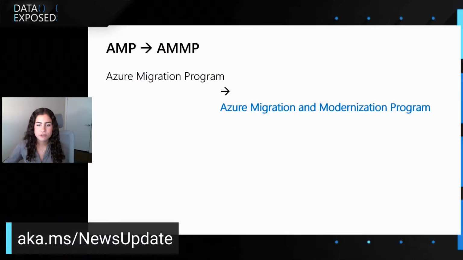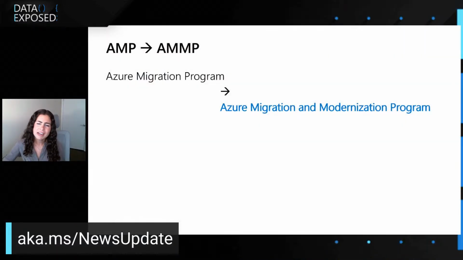With that being said, I want to get right into some of the updates before I bring on some of our awesome guests. The first update is kind of a small update, but I think there's more to it. It's this change from the AMP program to the AMMP program. So what does that mean? That means that the Azure Migration Program has expanded to include modernization. So you can get help from Microsoft, regardless of the size of your organization or the project or the workload that you're trying to modernize or migrate, and we will assist you with that.